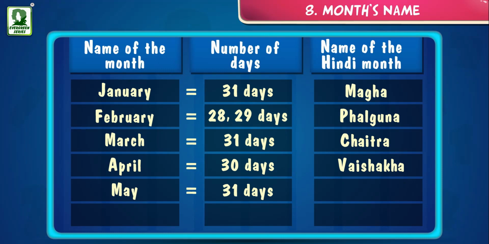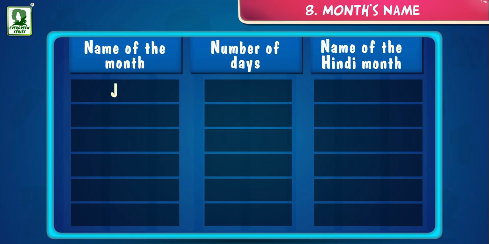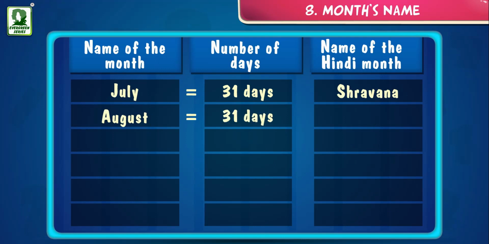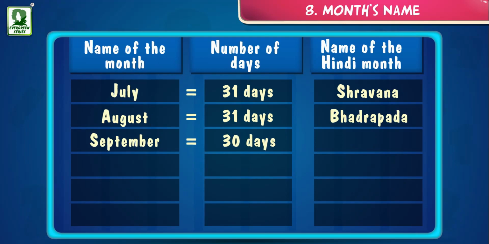May has 31 days, and in Hindi it's known as Jesht. June has 30 days, and in Hindi it's known as Ashar. July has 31 days, and Shravan is the name it is known as in Hindi. August has 31 days, and in Hindi it's known as Bhadrapad. September has 30 days, and in Hindi it's known as Ashwin.